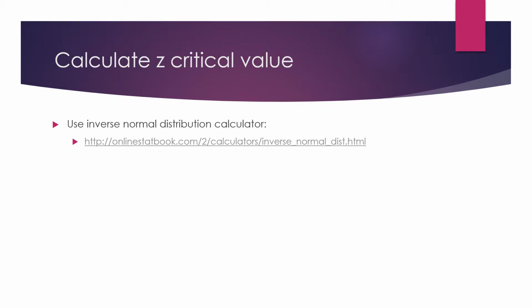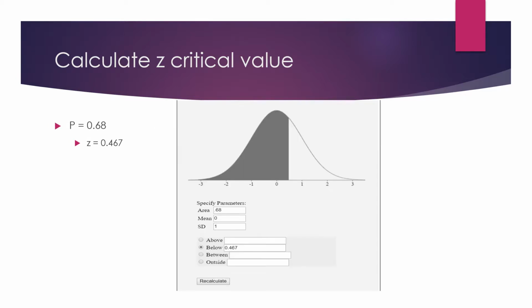The critical z-value can be calculated using the inverse normal distribution calculator. The link to access the calculator is provided below. First, the probability of 0.68 is inputted as the area of the specified parameter section of the calculator. Then below is selected because 68% of the patients are under 25 years old, and we are interested in finding the z for an area below 25 years old. The critical z-value is found to be 0.467.